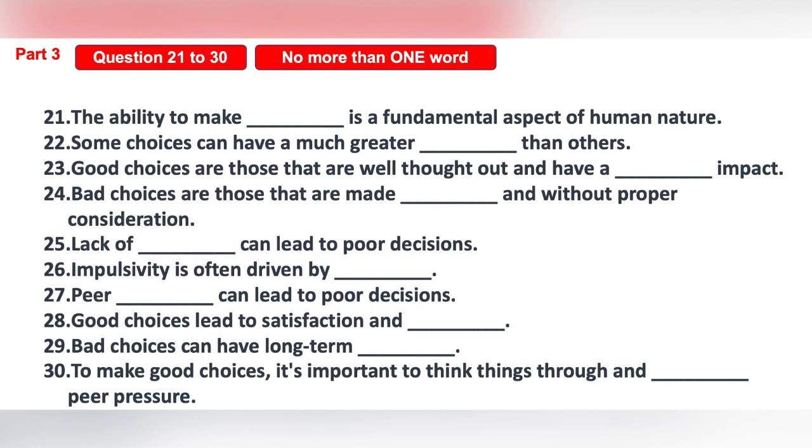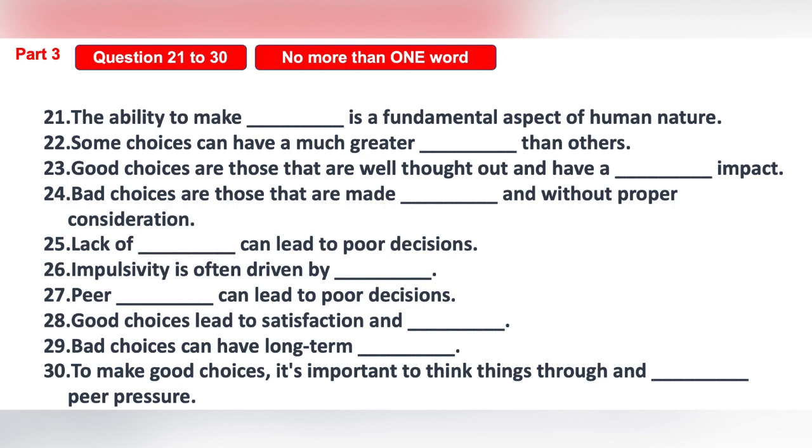In conclusion, the ability to make choices is a fundamental aspect of human nature, but not all choices are created equal. Good choices are well thought out, have a positive impact, and align with one's values and goals, while bad choices are impulsive, poorly considered, and go against one's values and beliefs. Understanding the difference between good choices and bad choices, and the reasons why they are made, can help us to make better decisions and lead a happier and more fulfilling life.